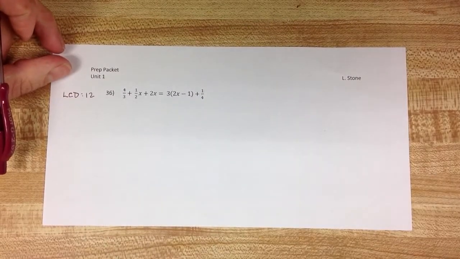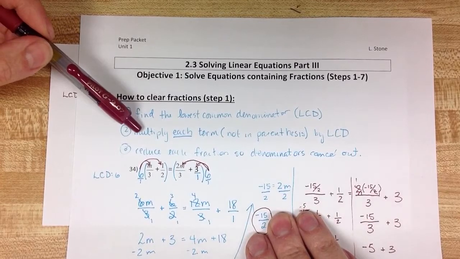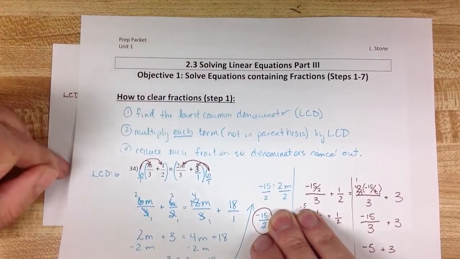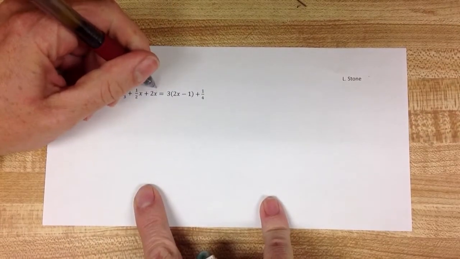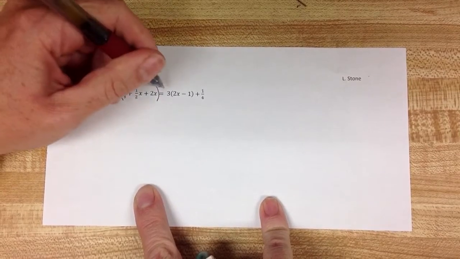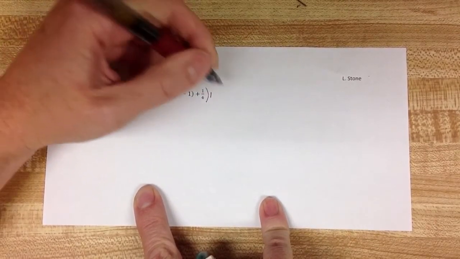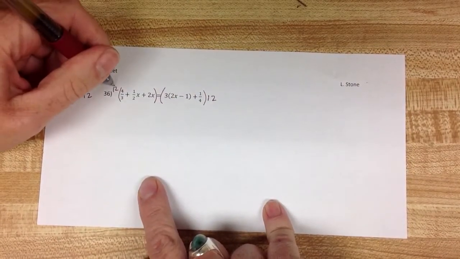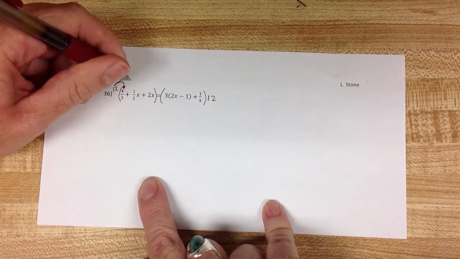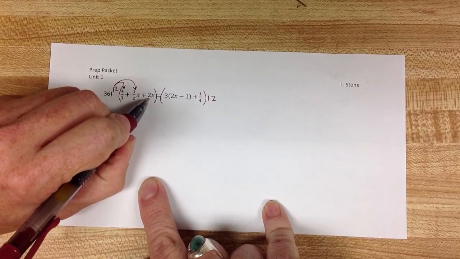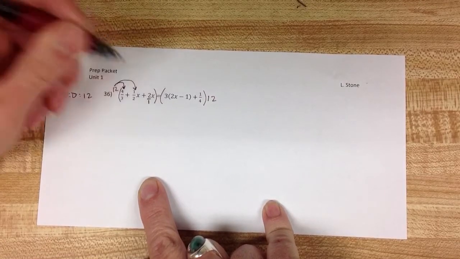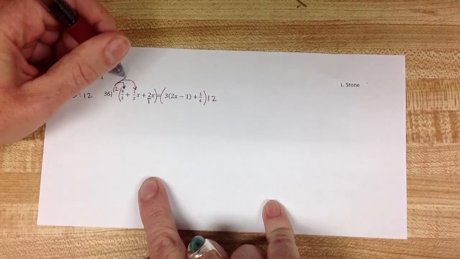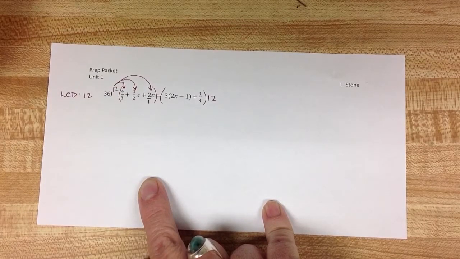And this is where this second rule comes in, making sure that we're multiplying each term, as long as it's not in parentheses, by our LCD. So when I go to multiply each term on the left side and the right side by 12, I need to multiply the 12 by the 4/3, by the 1/2, and I need to remember that this 2x is also a term with a fraction in it. It's the fraction 2/1. So that 12 needs to get multiplied by the 2x term as well.